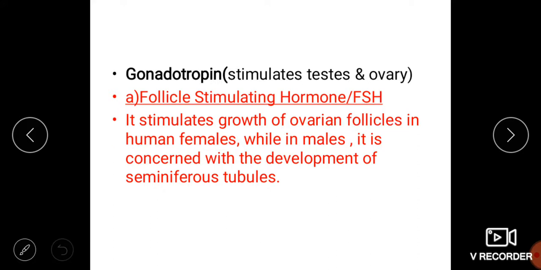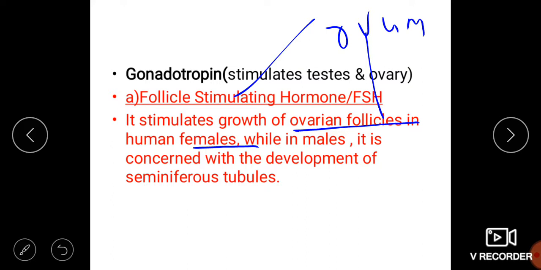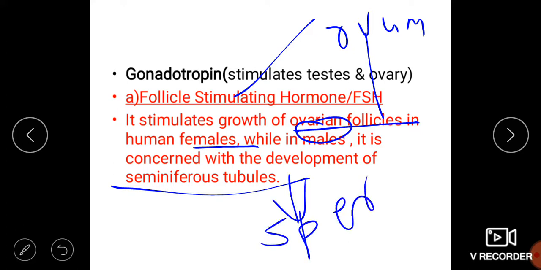Important: follicle stimulating hormone acts on ovarian follicles in females, and production of ovum. And in human males, it is essential for the development of seminiferous tubules and production of spermatozoa or sperms.